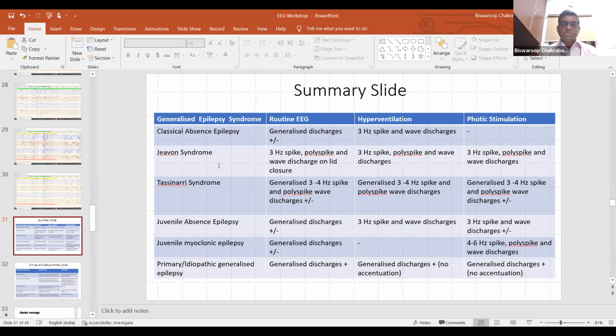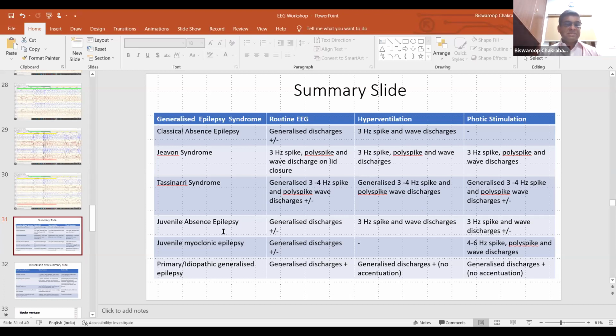Juvenile syndrome, you see this 3 hertz spike polyspike wave discharge on lid closure, similar finding on hyperventilation, similar finding on photic stimulation, our last EEG. On generalized, you see 3 to 4 hertz spike polyspike, hyperventilation, photic. But how do you differentiate from Juvenile? One is your lid closure, and the other is the classical semiology of axial myoclonia. We saw it in a video.